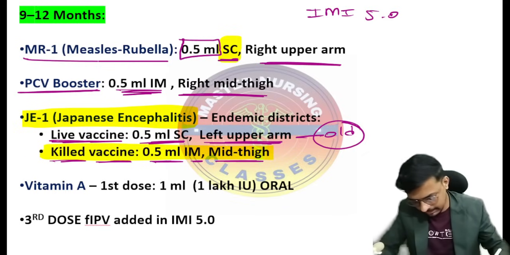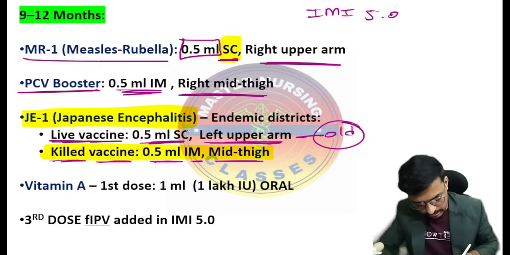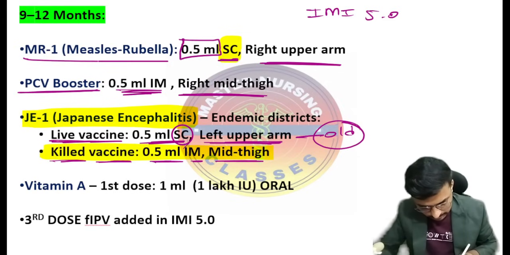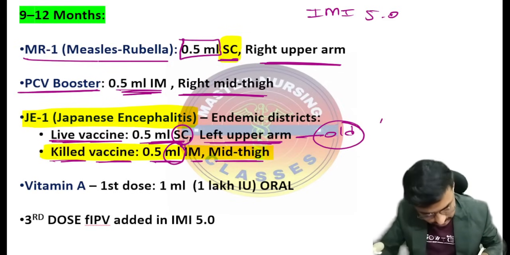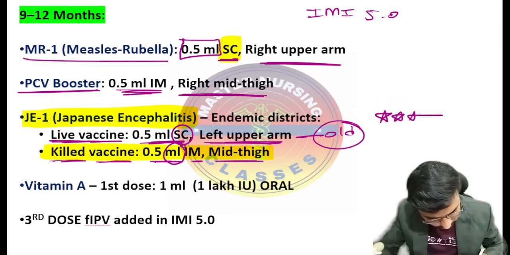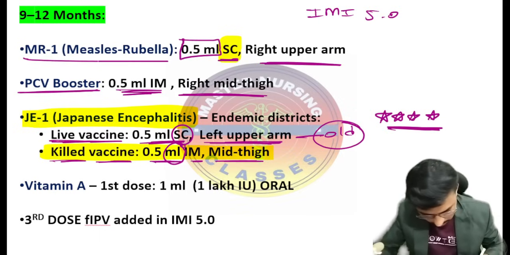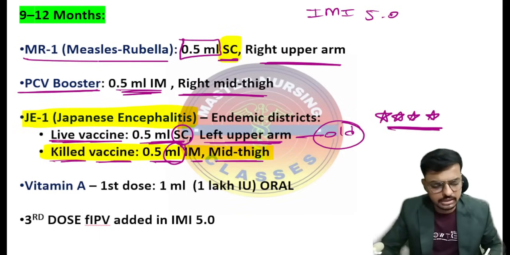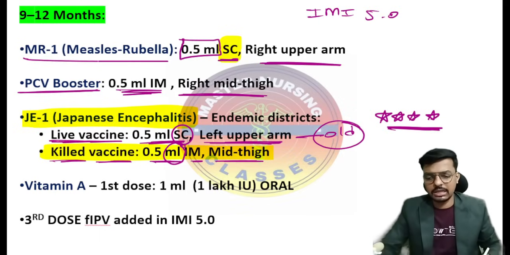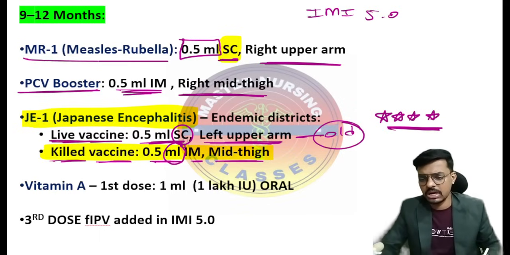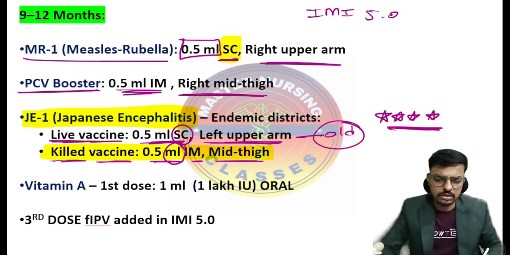So please do remember the killed also. The live we are giving by the subcutaneous route and the killed we are giving by the IM route. So this is our very important differentiating point. The killed JE will be given by the intramuscular route, and the live JE, Japanese encephalitis vaccine, will be given by our subcutaneous route.